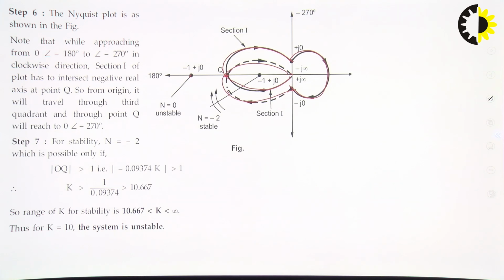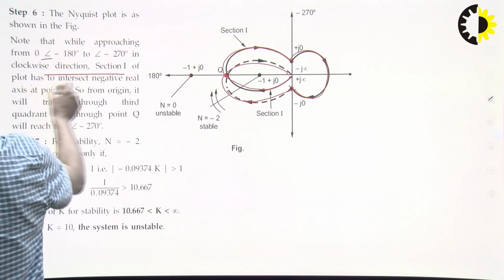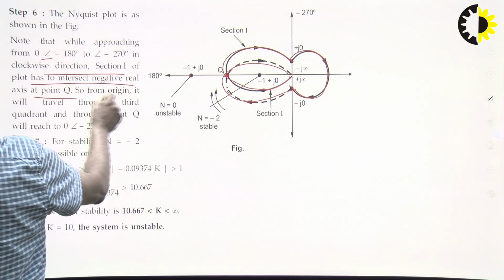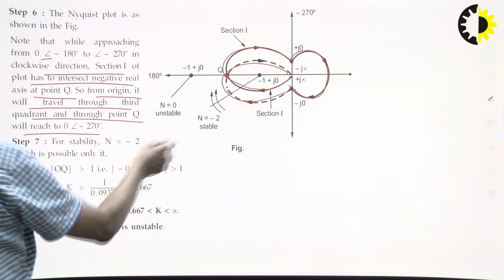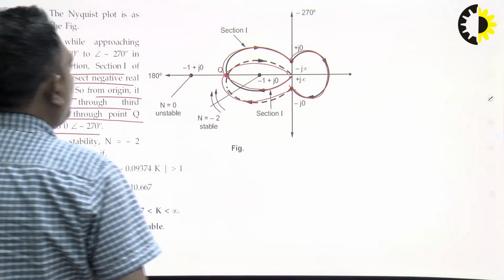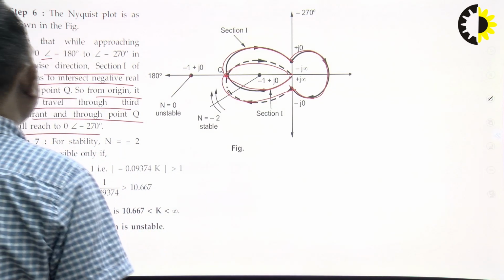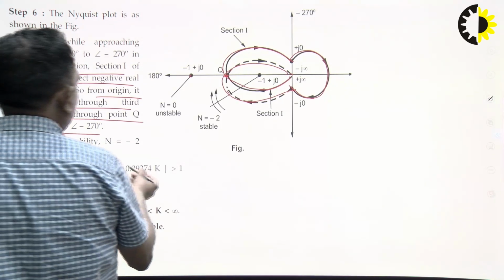Note that while approaching from 0 minus in the clockwise direction, section 1 of the plot has to intersect point Q. Then it will travel through the third quadrant, and through point Q will reach 0 minus 270. So for stability, N equals minus 2, which is possible only if mod of OQ is less than 1.